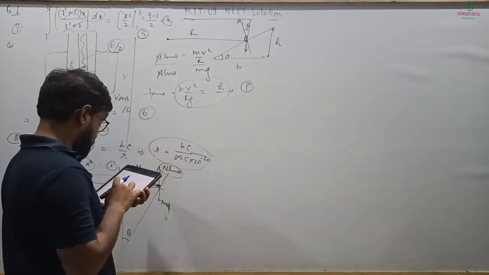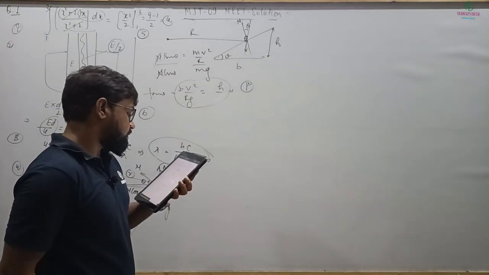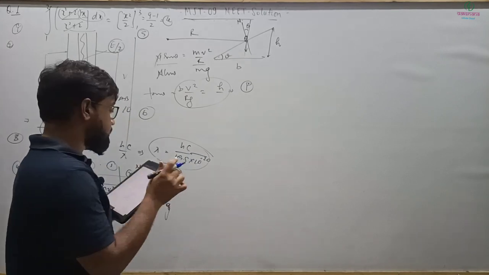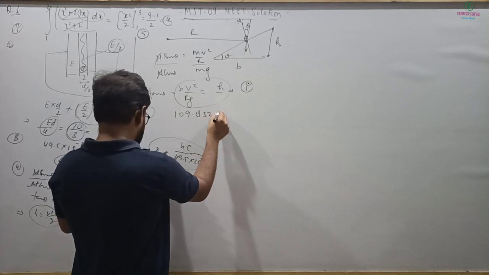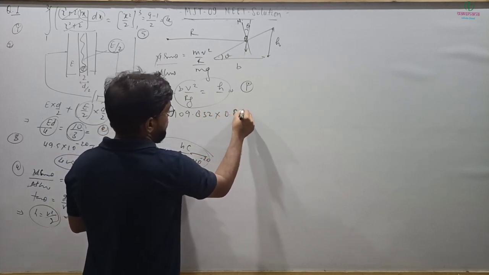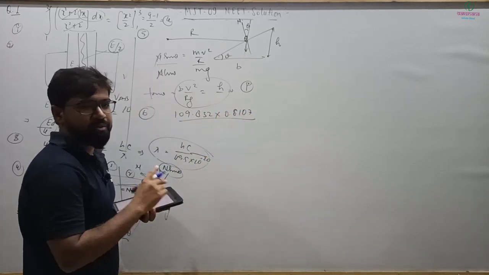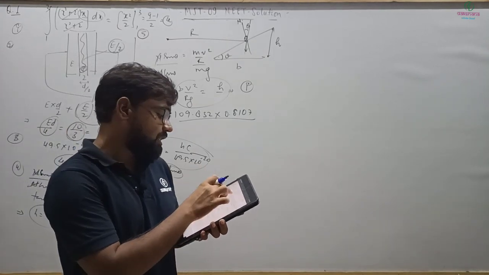Next question number 6. Taking into account the figures, the product of 109.832 into 0.6107. You don't have to even multiply it because all the answers are the same.